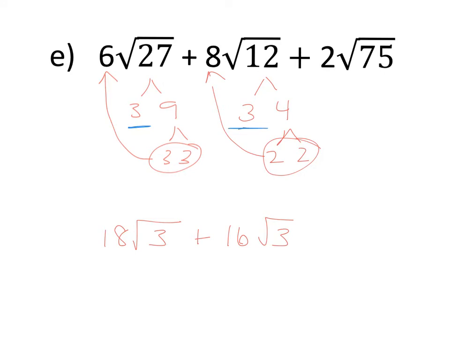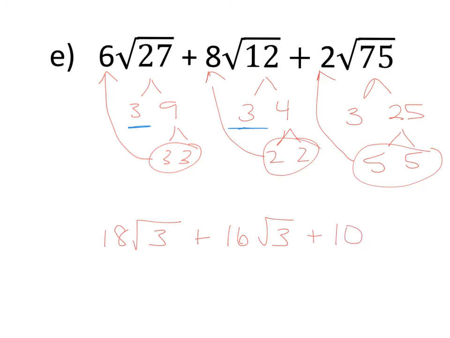All right, let's go to the next guy. So 75 breaks down into 3 and 25, and then 5 and 5. So 5, pair them up, move them out, and I've got a 2 out there. So 2 times 5 is 10. And then again, in this case, I have a 3 left over, so I have square root of 3.